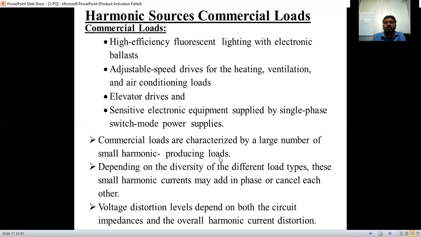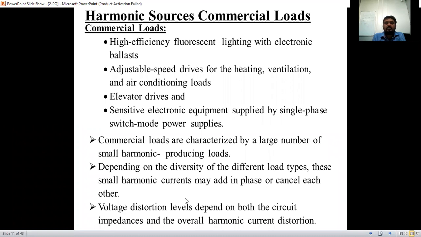Now, these loads are called small harmonic level producing loads. We are going to call them that. Depending on the diversity of the different load types, these small harmonic currents may add in phase or cancel each other. We can add in phase and increase, or adding out of phase, that is called minus, it is going to cancel. So plus and minus both, we can cancel each other also. So depending on the diversity, we are going to call that.